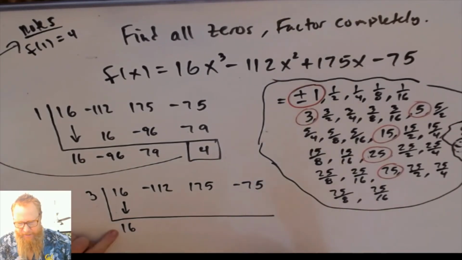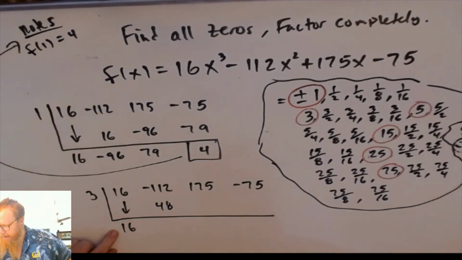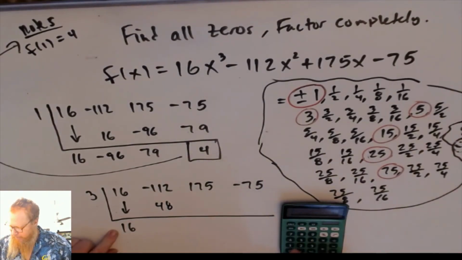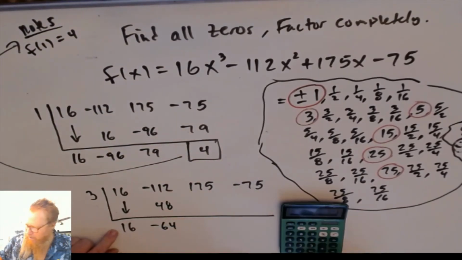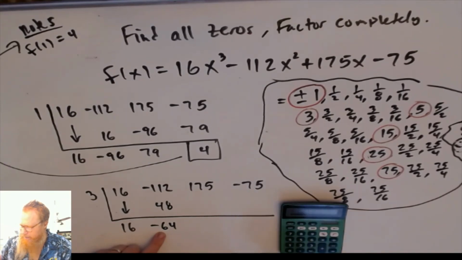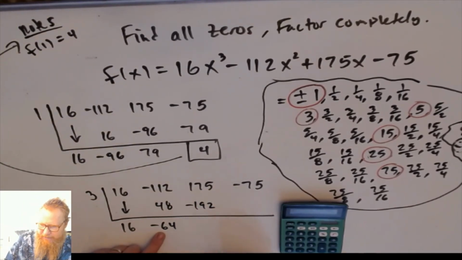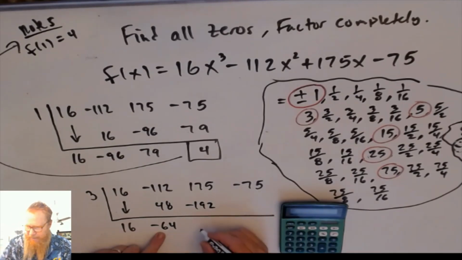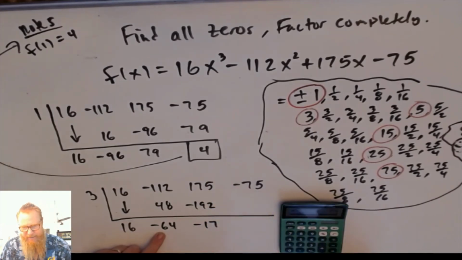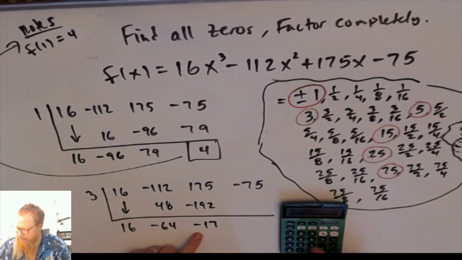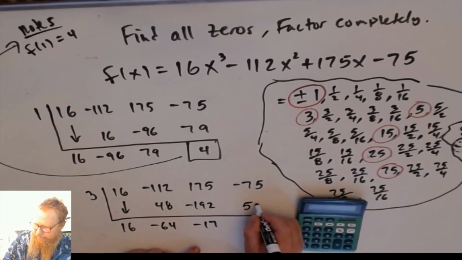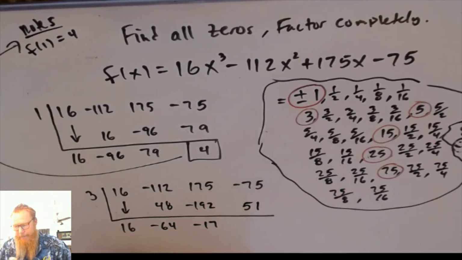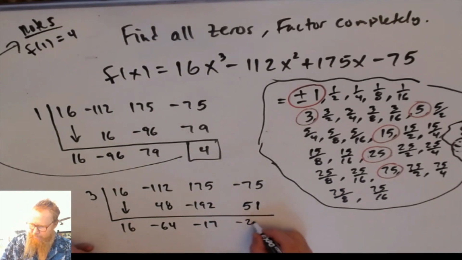Let's see. 3 times 16 is 48. Have your calculator handy for these. So it's negative 64. 3 times 64 is 192, negative 192. 17, negative 17. And times 3 is 51. And then minus 75 is negative 24.